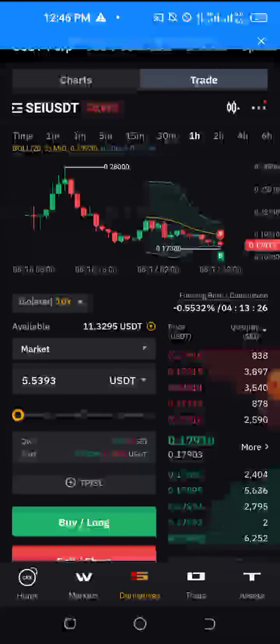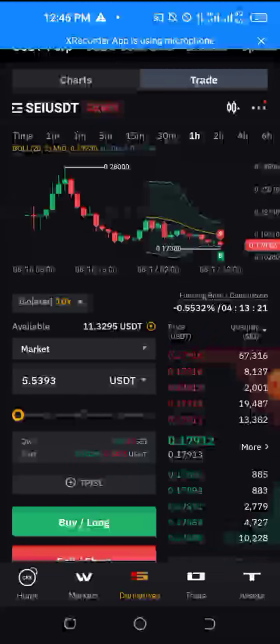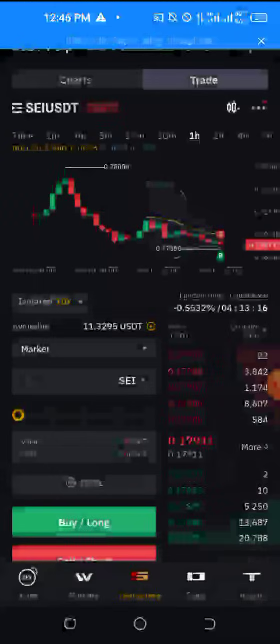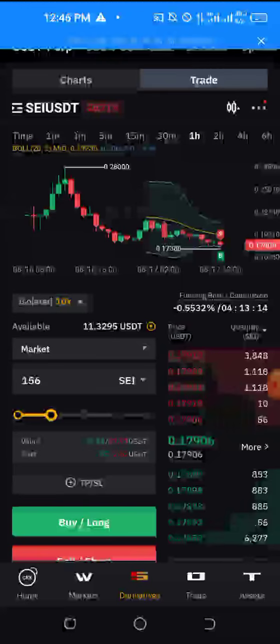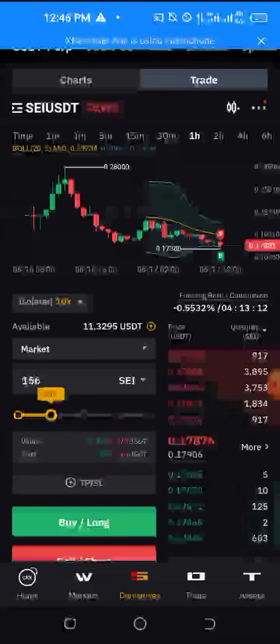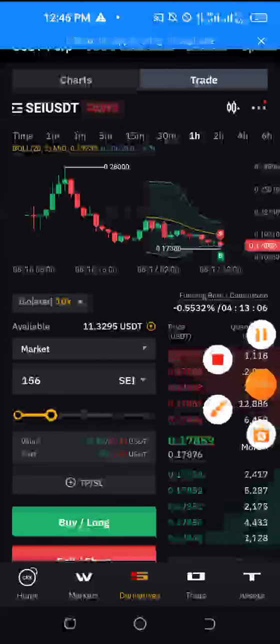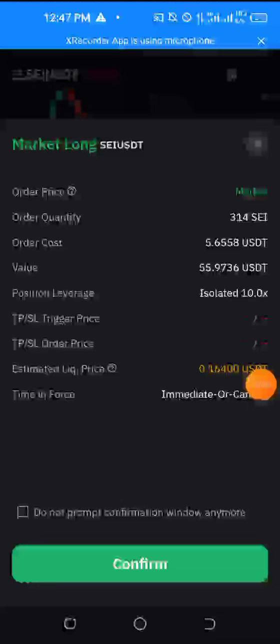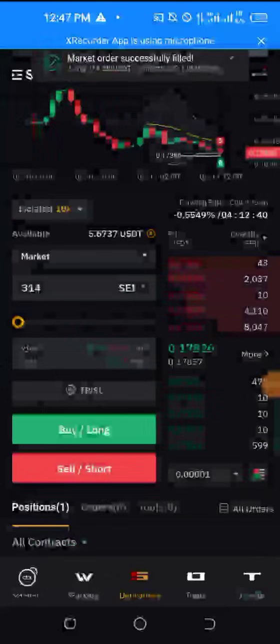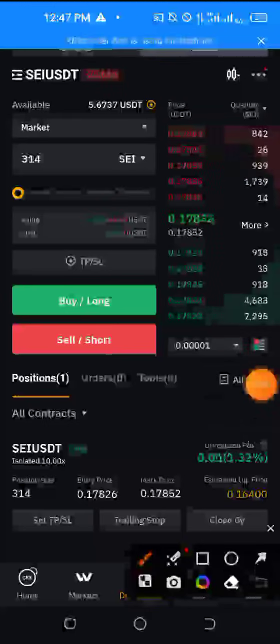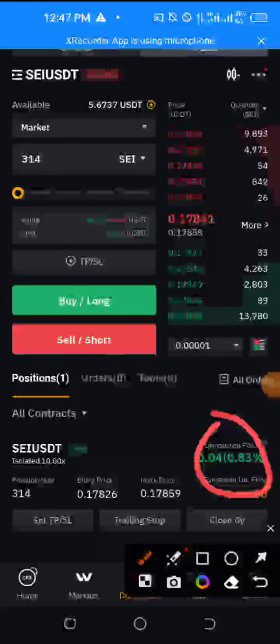I set another one. I set another trade again. I set another trade. Using the same parameter, so I click on buy, confirm. So I'm waiting for it to play out. You can see this 6 cents is playing out.